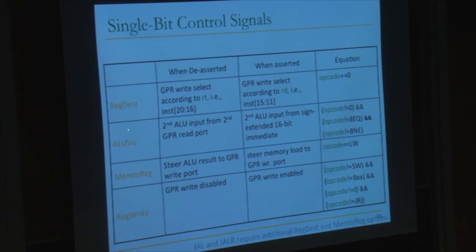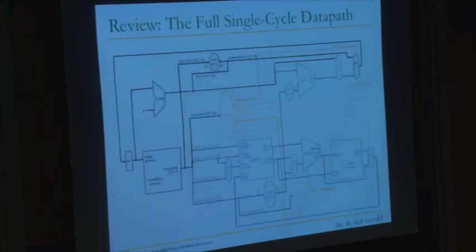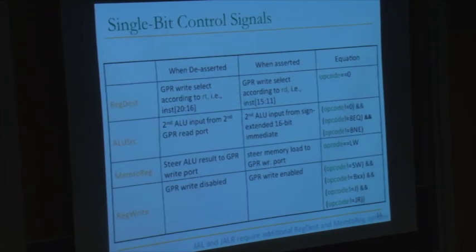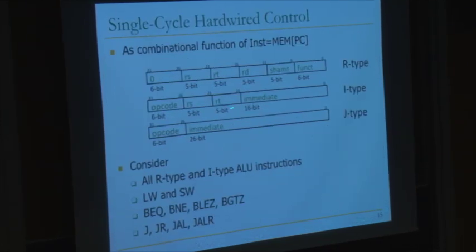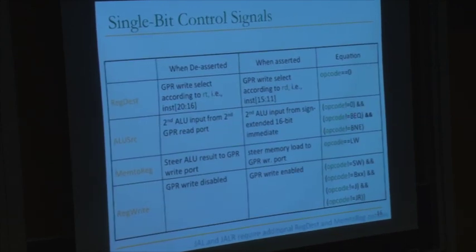There are other things, for example, ALU source. Whether the source of the ALU comes from the second general purpose register read port or whether it comes from the sign extended 16-bit immediate. And you can look at the data path element, which is this mux. I guess that's the ALU source control signal. And again, instruction bits determine which input you take, I type versus R type, right? I guess branch also. Yeah, and this is the equation actually to determine that.